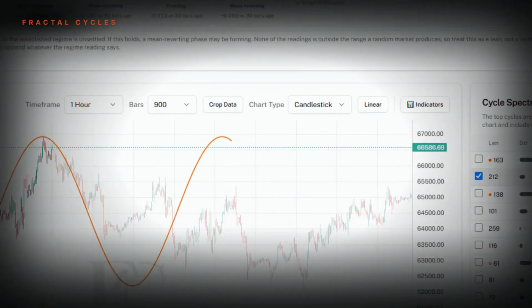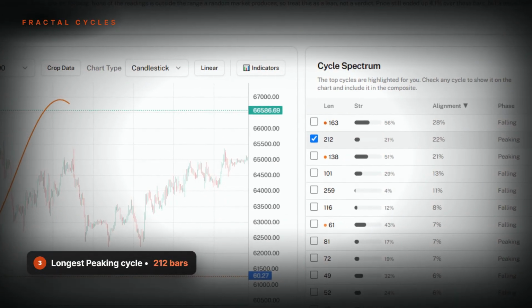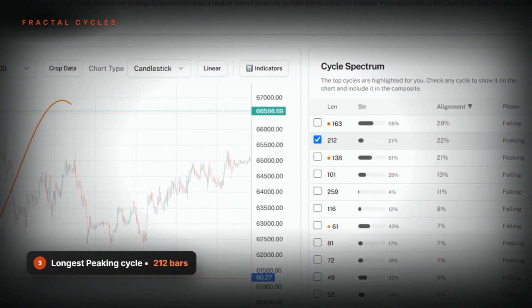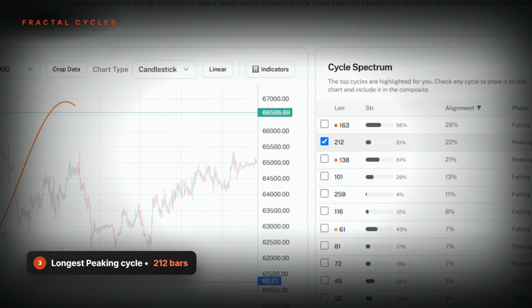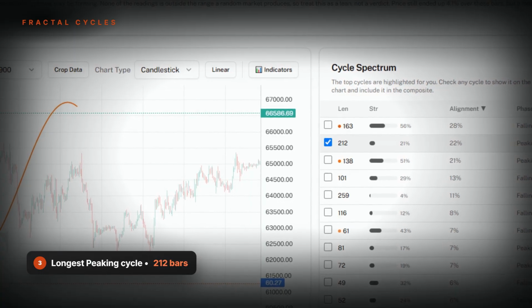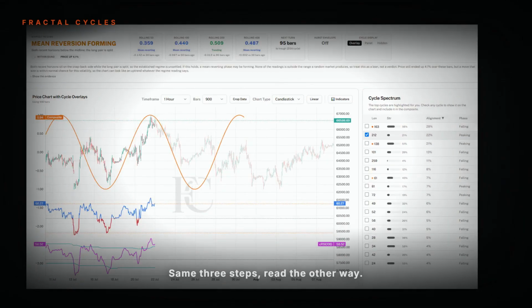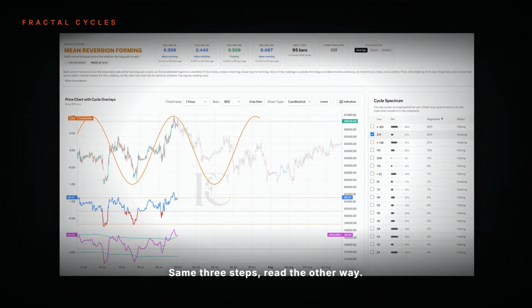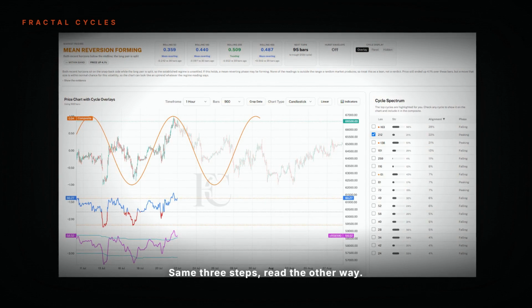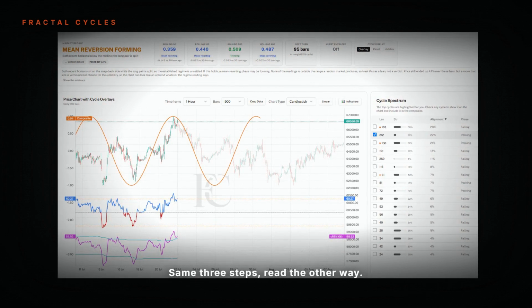In the top 5, 2 cycles are marked peaking, one at 138 bars and one at 212 bars, and so I take the longer one, which is 212. That cycle marked the top, right before a sharp decline. It is the same 3 steps and the same rule, simply read in the opposite direction.